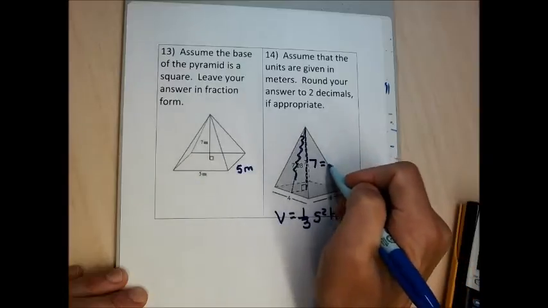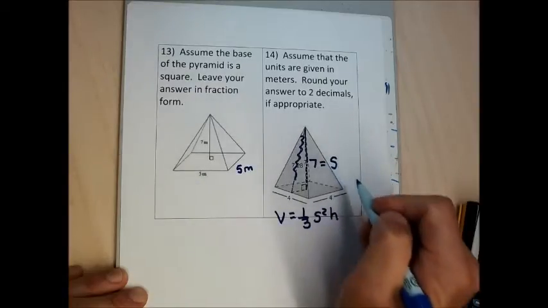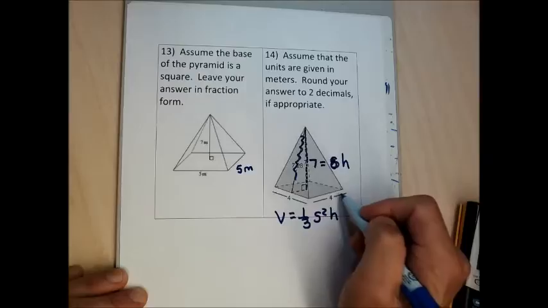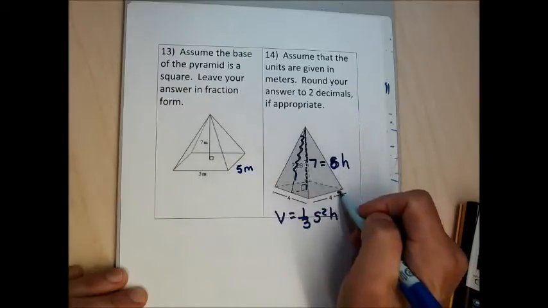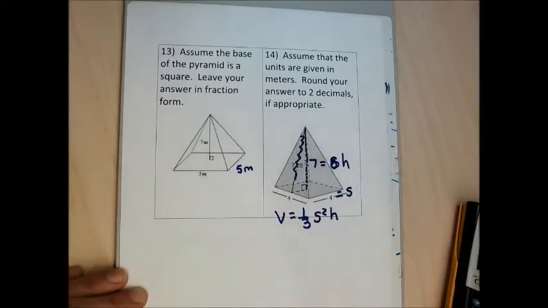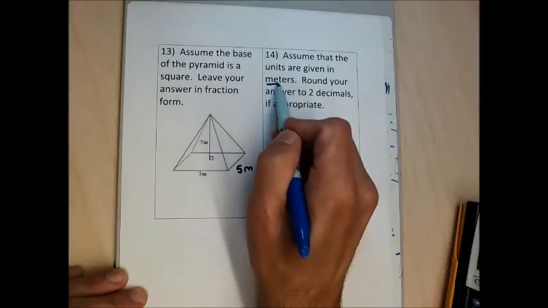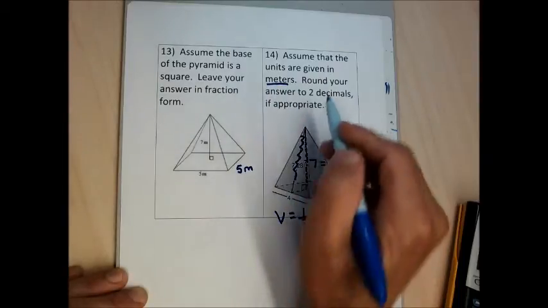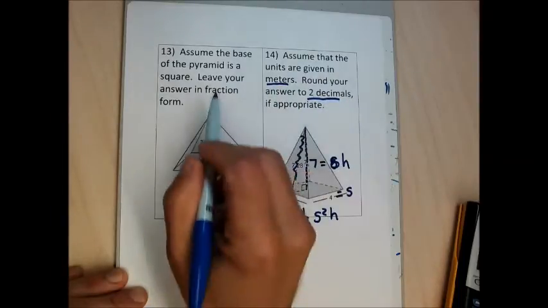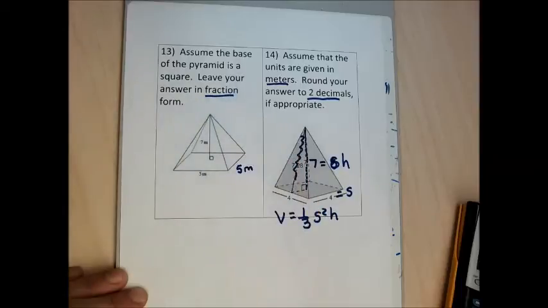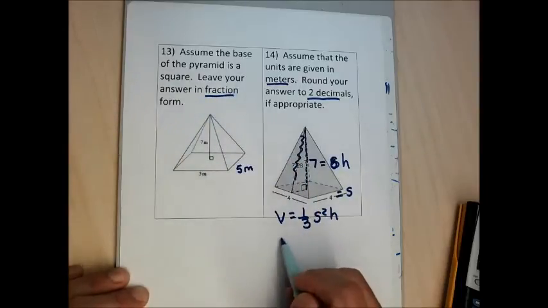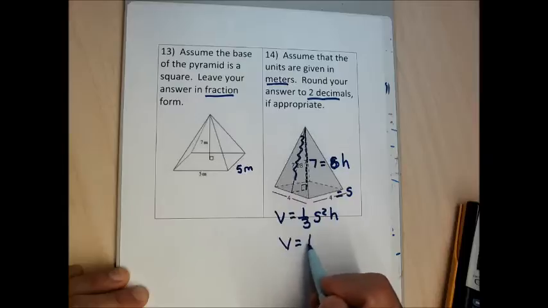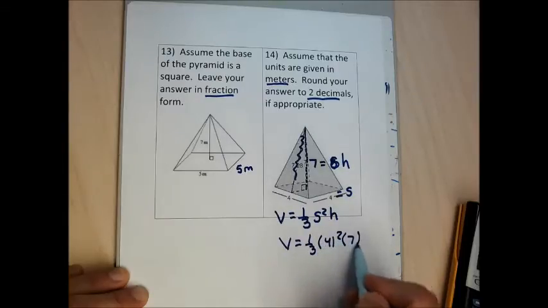For me, my height is going to be 7, and my square base is going to give me the s, which is going to be 4. I'm going to assume my units are in meters, and finally, round to 2 decimals. Your answer says to leave it in a fraction. For my formula, I'd go volume equals 1/3 times 4 squared times 7.